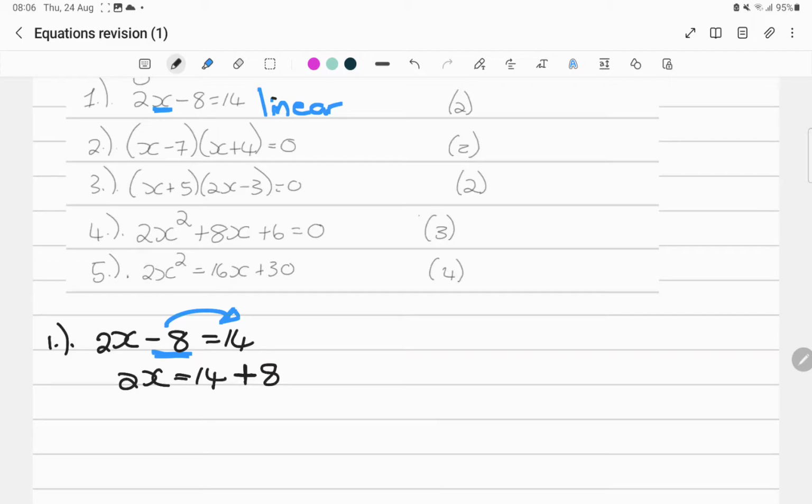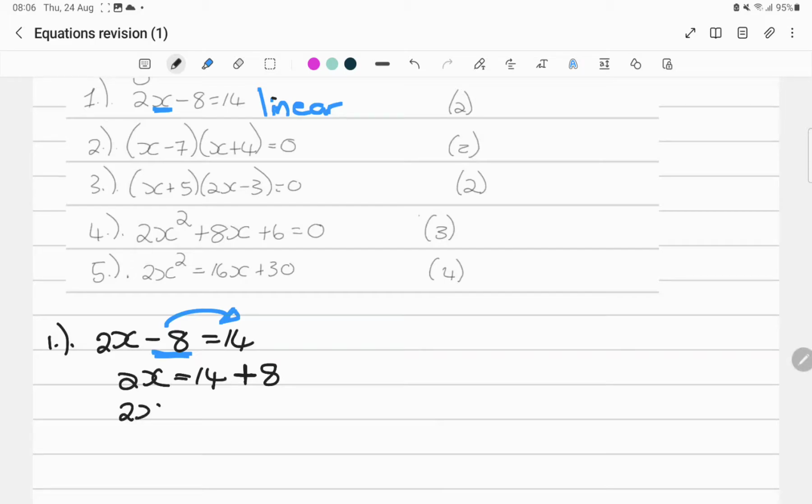Remember, whenever you take something over the equation sign, the sign itself changes. So you're doing the inverse function. So if you minus on the one side, you're going to add on the other side. If you multiply on the one side, you're going to divide on the other side. If you add on the one side and you take it over, you're going to subtract on the other side. So we always do the inverse function as soon as we go across the equation sign.